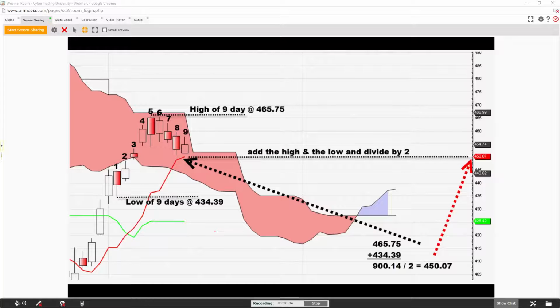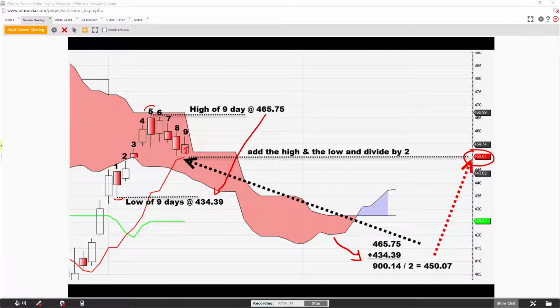Okay, so here's how that works. You take today, you count back 9 days, 9, 8, 7, 6, 5, 4, 3, 2, 1. You find the low, you find the high, you take the high and the low, so 465.75, you add that to 434.39. Down here's your cheater math. You add them together, you divide them by 2, that's going to be 450.07. Now, most good charting platforms are going to put that on the chart for you. You're not going to have to calculate that out ever. It's just going to be there.